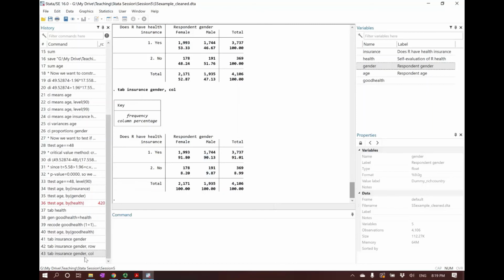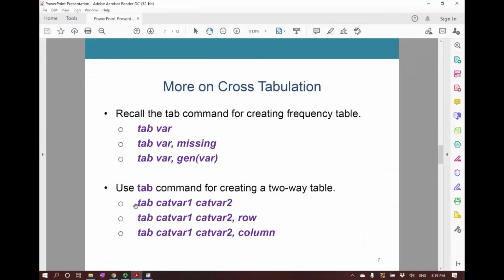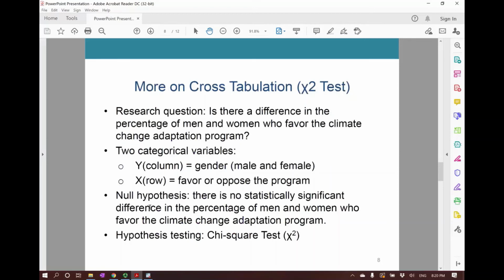Okay? These are two additional options for you after the tab for creating a two-way table. More importantly, I'd like to introduce another type of hypothesis testing, which was not covered in the regular lecture. So sometimes we do want to do some categorical data analysis.